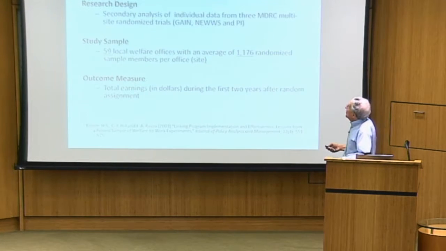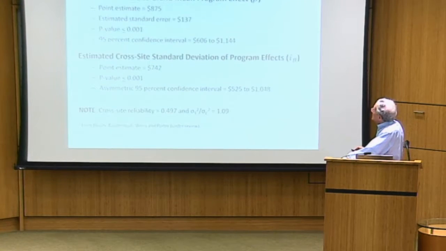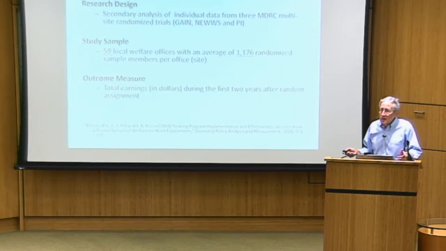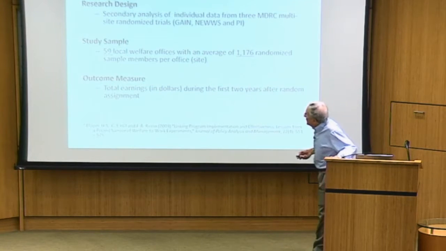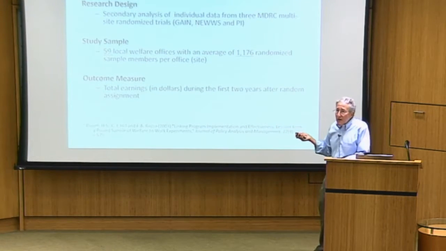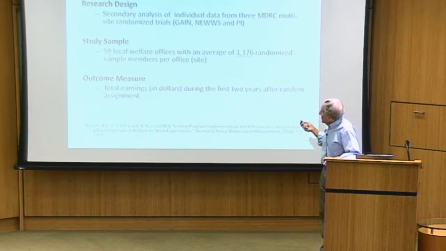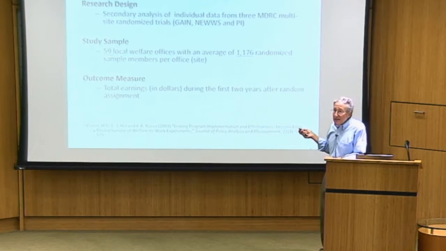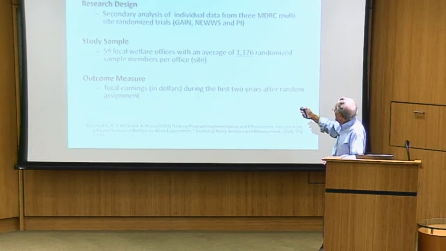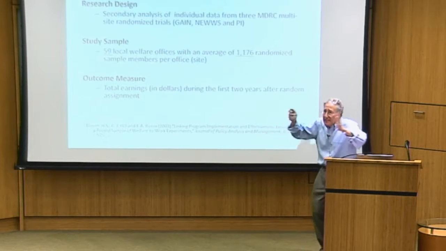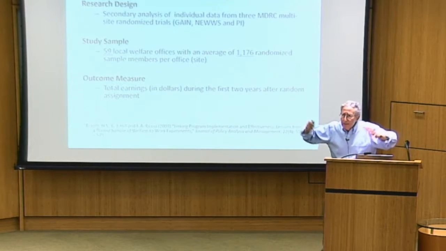Now, let me just check. Yeah. So here are some results from our welfare study from applying the model I just described to data for 59 local welfare offices in about 15 states, and about 60,000 individuals randomized at those 59 offices. So an arithmetic mean number of sample members per site of 1,176, almost 1,200 sample members. So these are big sites. 59 big sites. That's the structure of that particular multi-site trial.